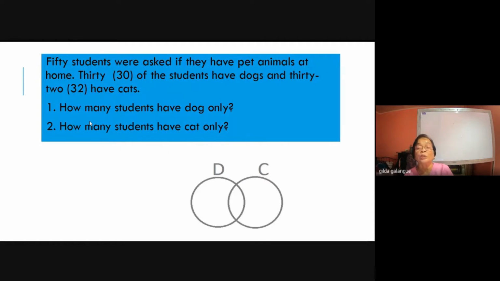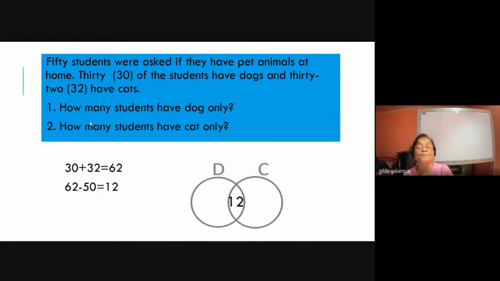The first thing that we need to do is to add 30 plus 32, and 30 plus 32 is equal to 62. Now we have only 50 students. We need to subtract 50 from 62. What is 62 minus 50? The answer is 12. 12 is the intersection of students who have dog and cat at the same time. We need to place 12 inside the intersection of dog and cat.